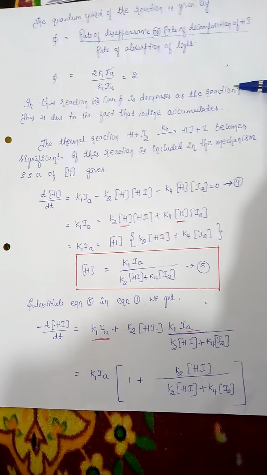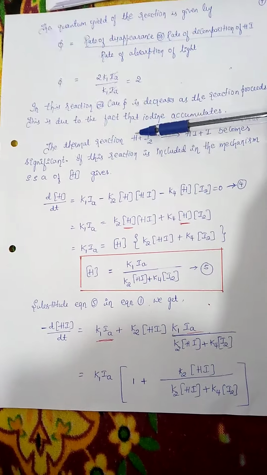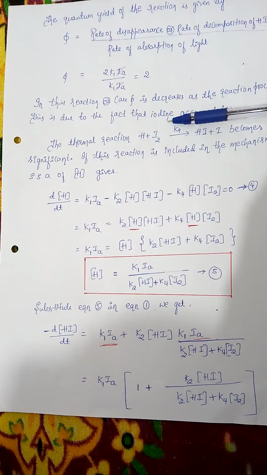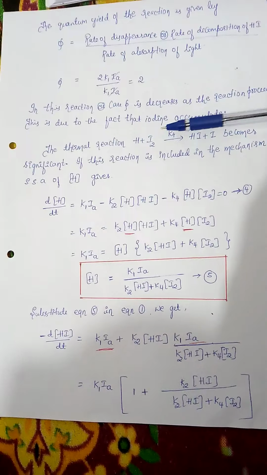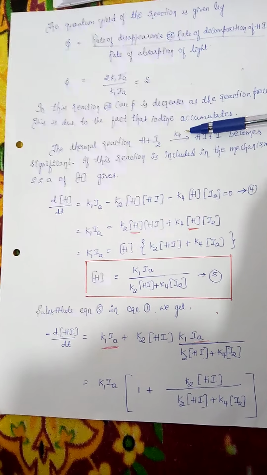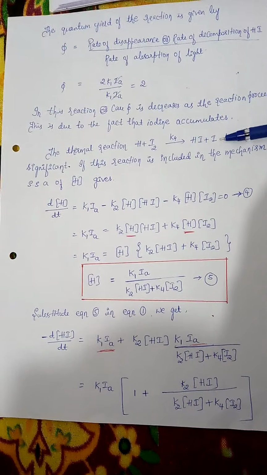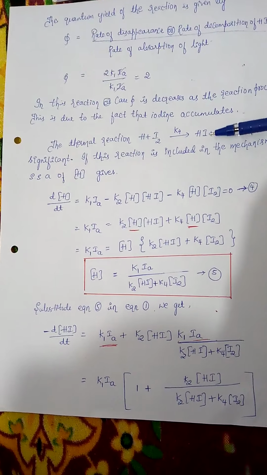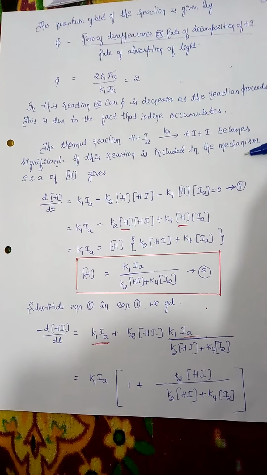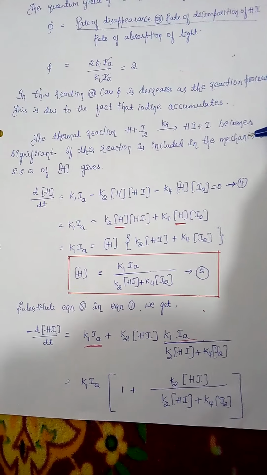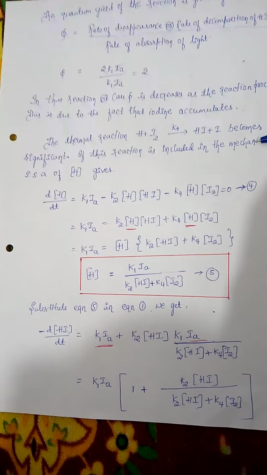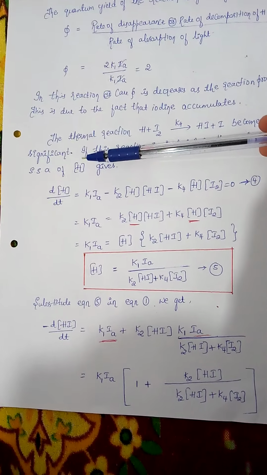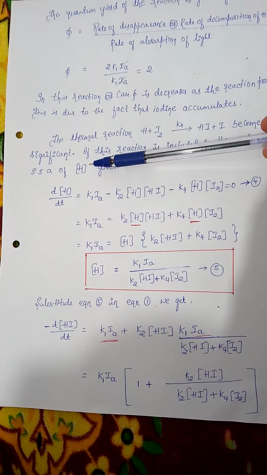For this reason, you have to write the thermal reaction for the decomposition of hydrogen iodide. The thermal reaction is given like this: H plus I2 with the rate constant K4 to give HI plus I. So this reaction becomes very significant. So if you include the thermal reaction in the reaction mechanism of the decomposition of hydrogen iodide, in the next part apply the steady state approximation to the concentration of hydrogen.